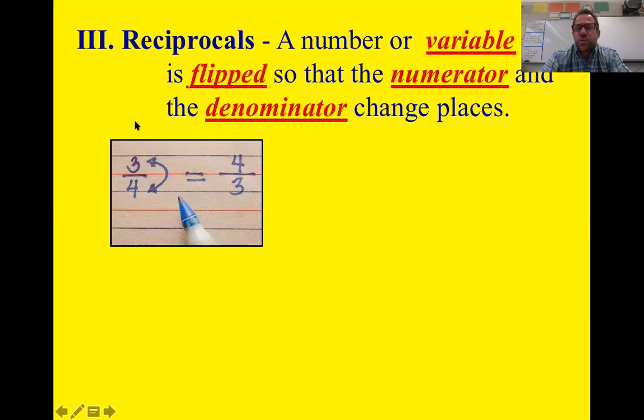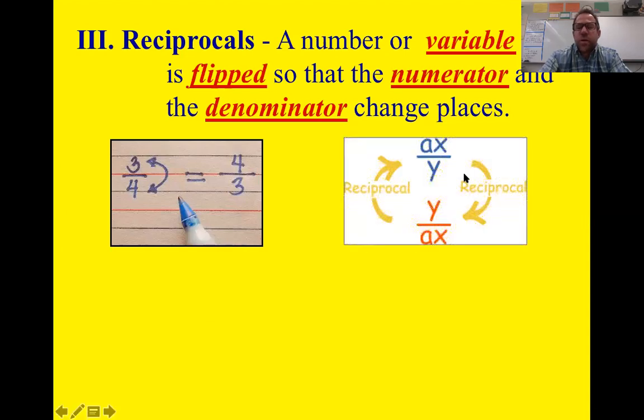Okay, opposites, you change the sign. Reciprocals, you're just flipping. Now, you can also do this with variables. So here's an example with variables. I have ax, a times x over y, and then the reciprocal, I'm going to flip these. It's going to do a backflip. The y goes upstairs, these guys go downstairs. So I have y over ax. Ax over y is a reciprocal of y over ax.